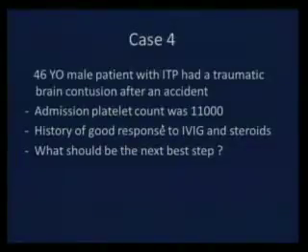Case 4. 46-year-old male patient with ITP had a traumatic brain contusion after an accident. Admission platelet count was just 11,000. So the patient has a history of good response to IVIG as well as steroids. What should we do next? Now remember, this patient already has a chronic condition in which platelet counts are very low. Now he has suffered a brain contusion and has a previous good history of response to IVIG and steroids. They have not mentioned that the patient is actively bleeding.